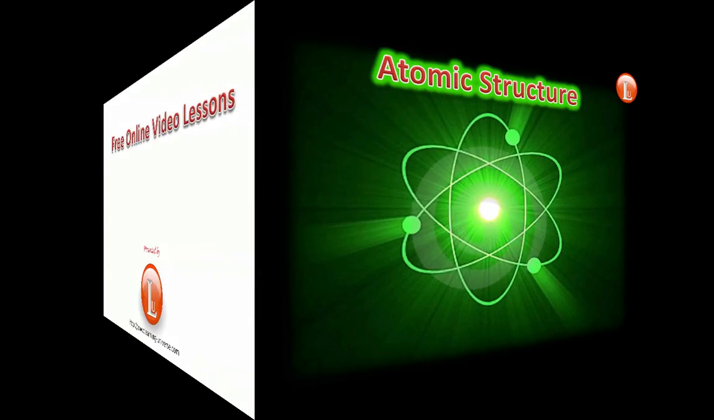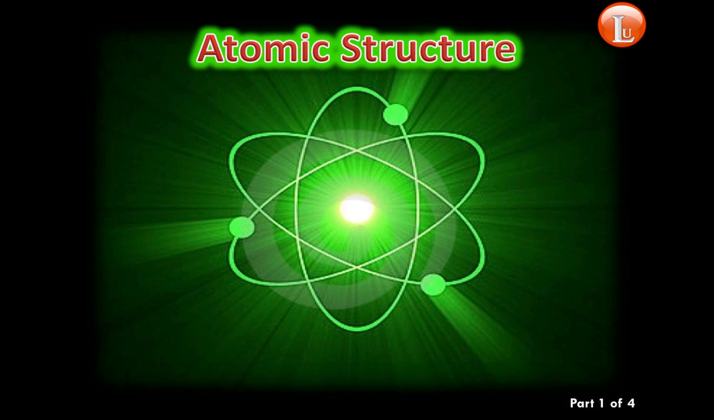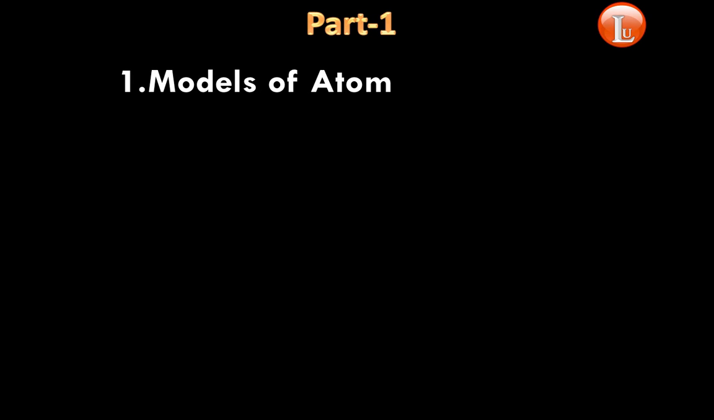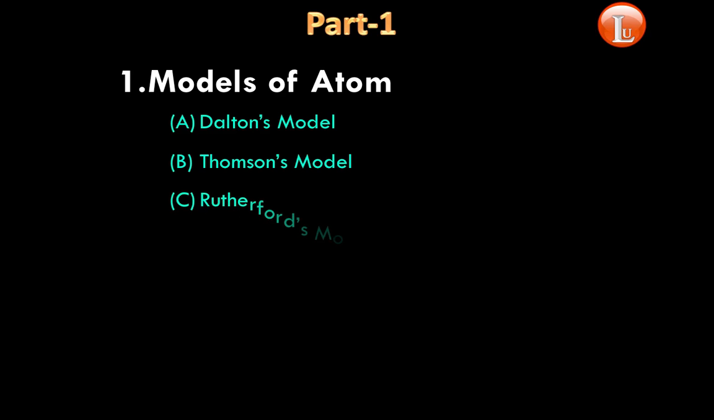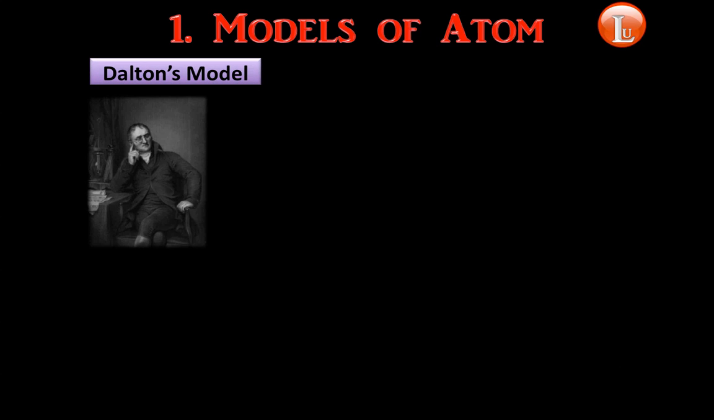This is part 1 of the 4-part video of the lesson Atomic Structure. In part 1, we look at the various models of atom, starting with Dalton's atomic model, going through J.J. Thomson's atomic model, and culminating with Rutherford's model of the atom. We begin with Dalton's atomic model.